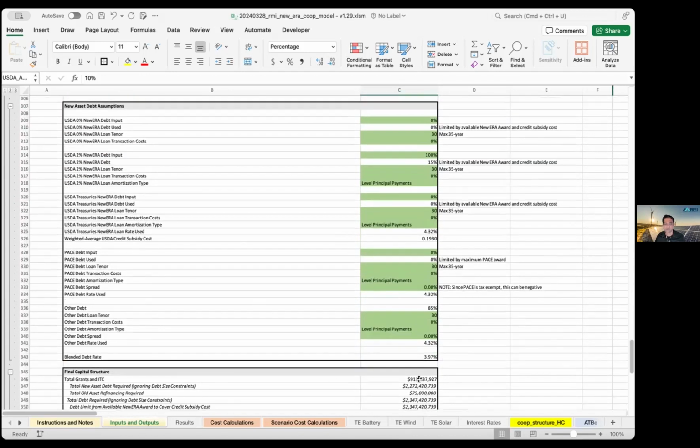So I'm going to assume that I'm going to be able to use a little bit of USDA 2% debt, but a lot of the debt is going to be coming from other debt. And I'm assuming I'm going to be able to ask the USDA to give me that debt too as a treasury rate loan.